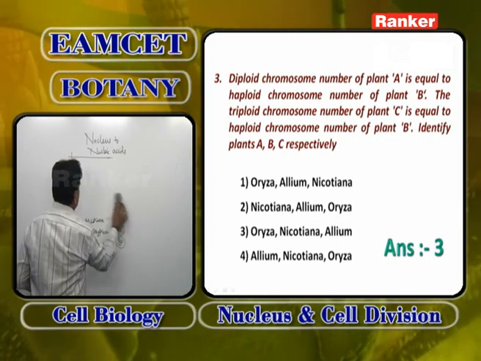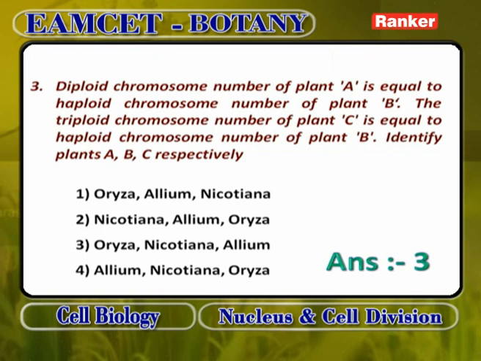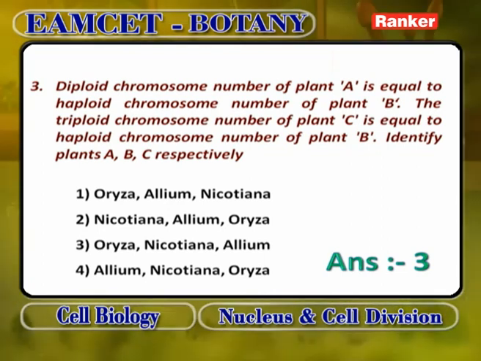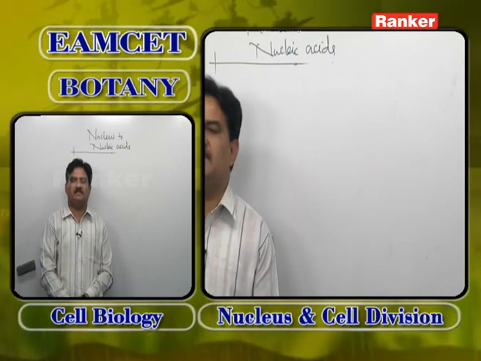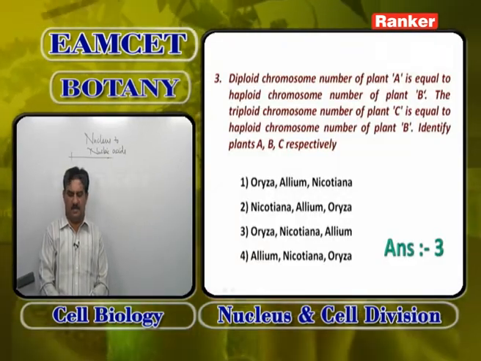So what is the question? Question is, the diploid chromosomal number of a plant A is equal to the haploid chromosomal number of plant B. The triploid chromosomal number of a plant C is equal to the haploid chromosomal number of plant B. Identify the plants A, B, C respectively: Oryza 24, Nicotiana 48, Allium is 16, but when it comes to triploid, 16 plus 8, 24. So answer is Oryza, Nicotiana, Allium.